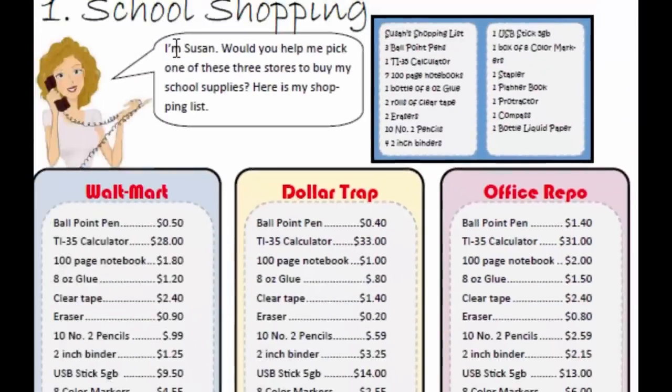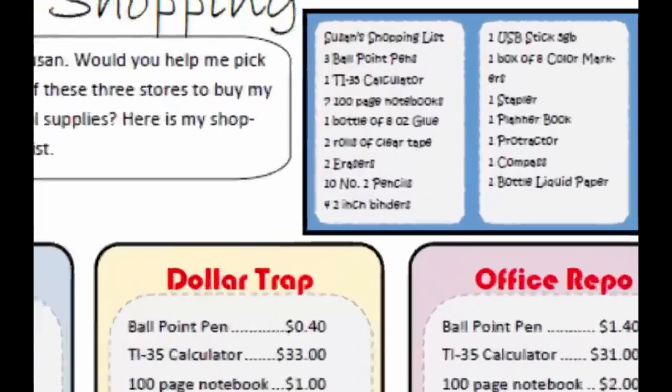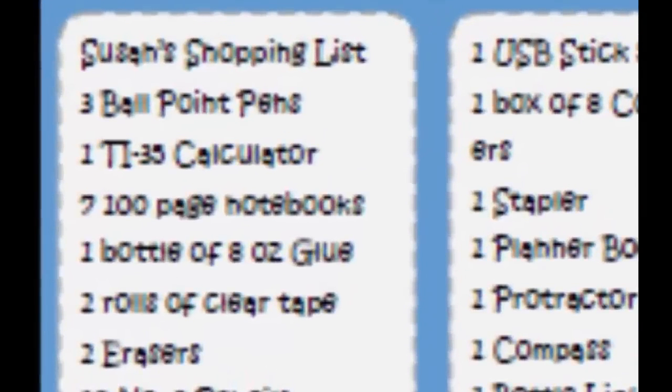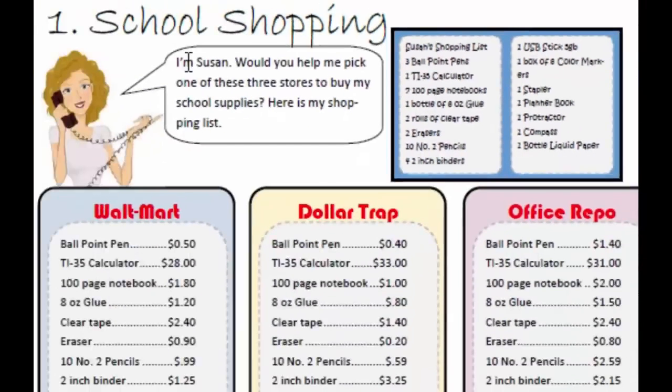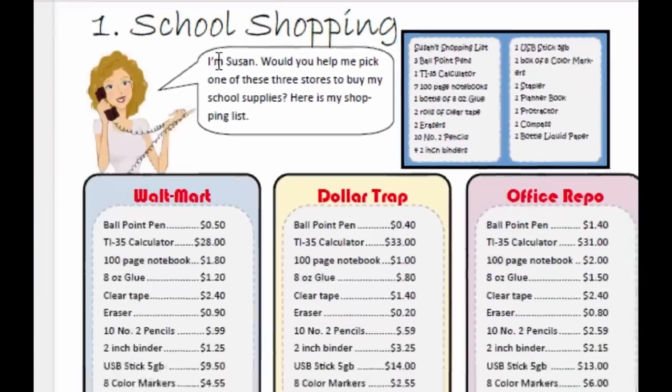Each price is listed below, and then her number of items that she would like to buy are listed on her shopping list. So for instance, 3 ballpoint pens. At Walmart, it's going to cost her 3 times 50 cents, or $1.50. Now this is a large, complicated shopping list with many items, so this is a perfect way to solve a problem using an Excel spreadsheet.